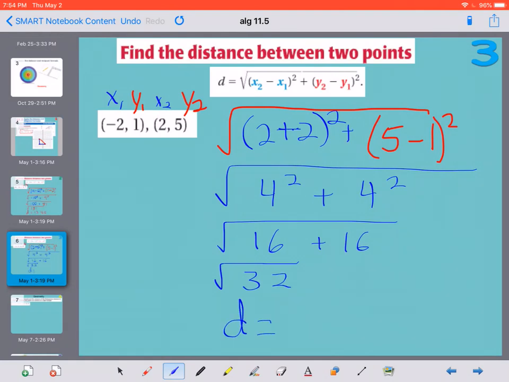Our distance then, I know it's not a perfect square, that's why I need to put it in the calculator. We get about 5.66.